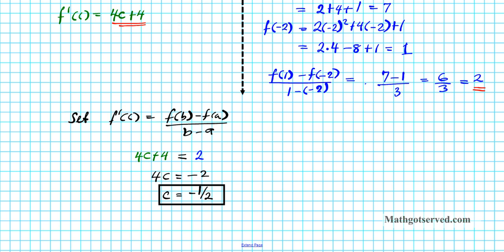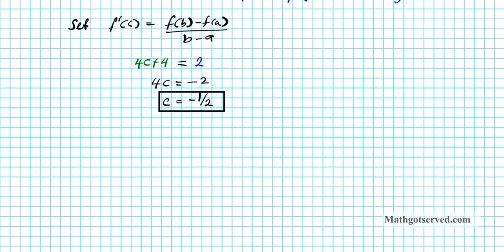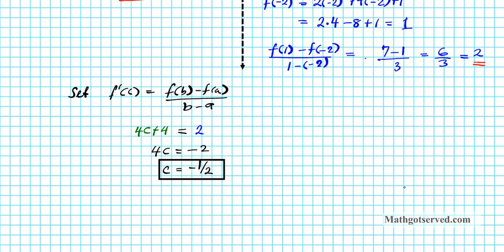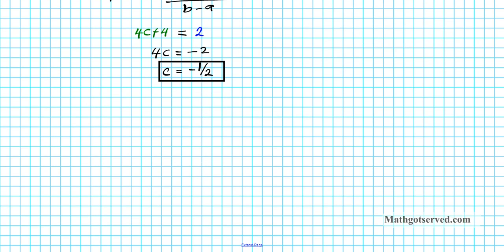Alright, so what does this look like graphically? This is not necessary, but I just want to show you what the solution looks like graphically. So let's do the graphical representation of what we just did. So let's look at the function on the domain that we talked about. The function was f of x equals 2x squared plus 4x plus 1, and we're evaluating it on the interval -2 to 1.